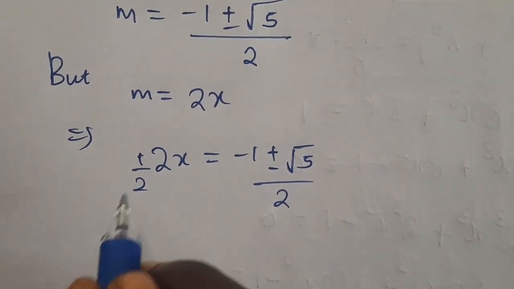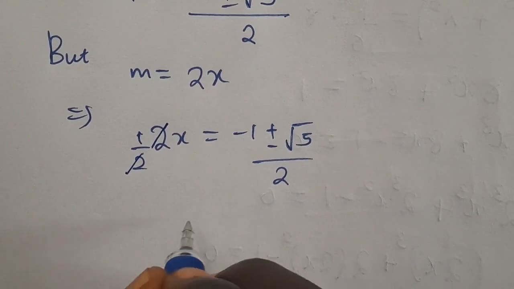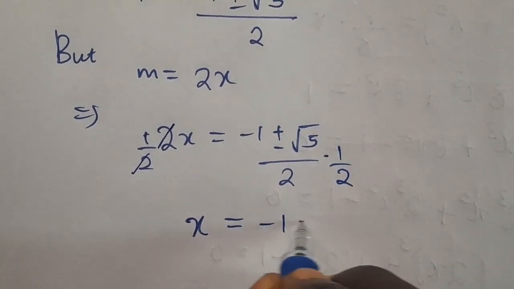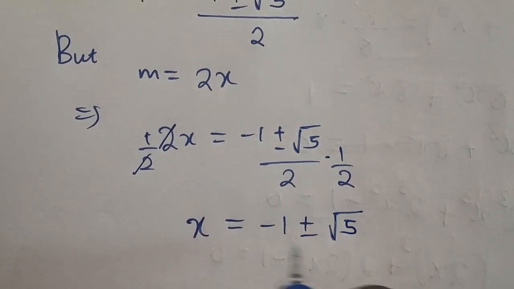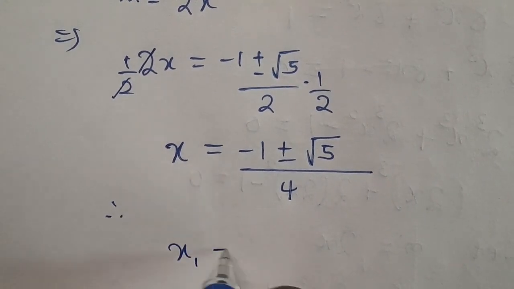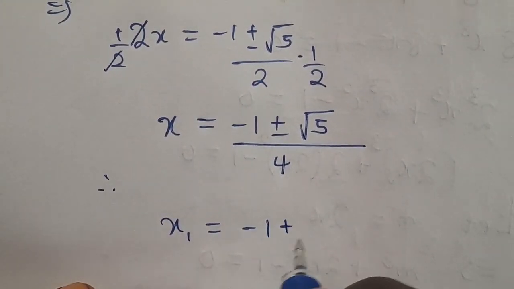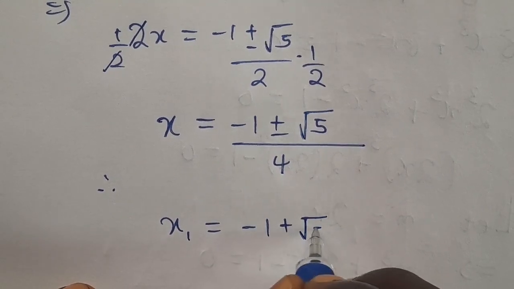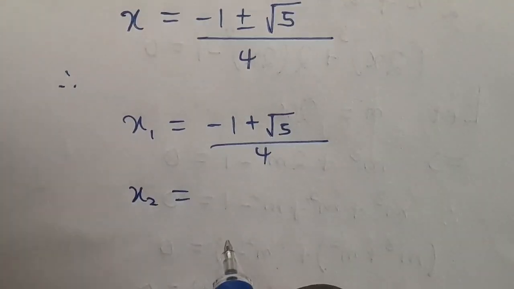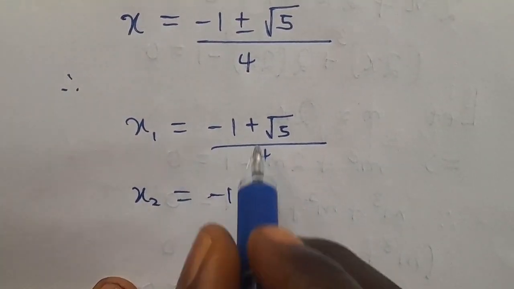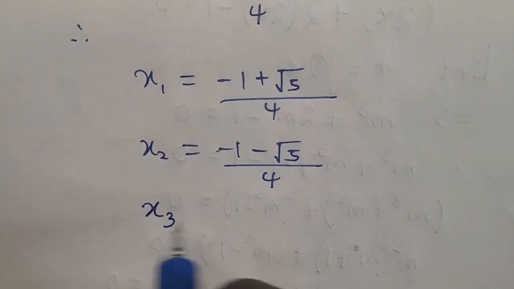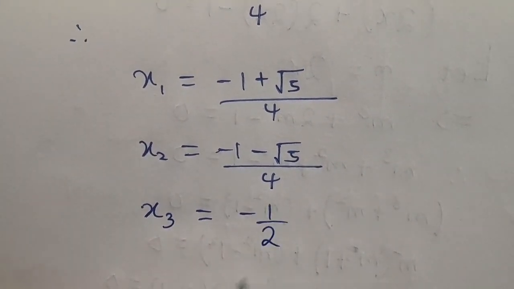So from here, this cancels this. We have x equals minus 1, positive or negative, square root of 5, divided by 2 times 2, which will be 4. So therefore we have x1 equals minus 1 plus root 5 divided by 4, taking positive first, then x2 equals minus 1 minus root 5 divided by 4, then x3 equals minus 1 divided by 2.